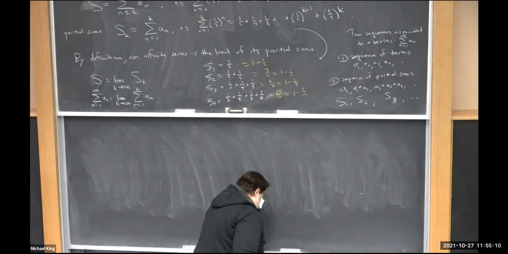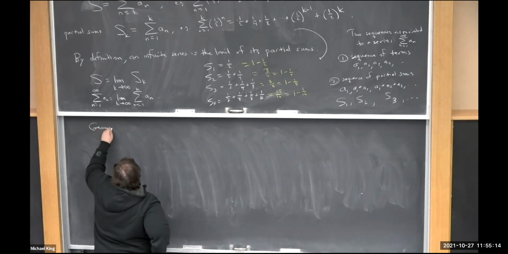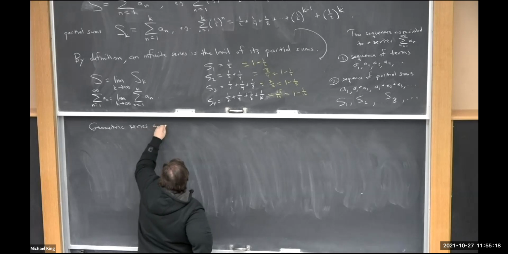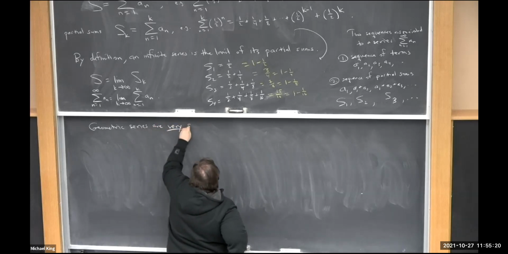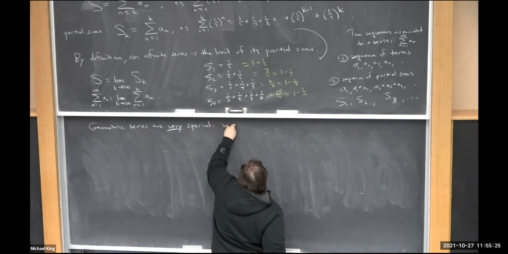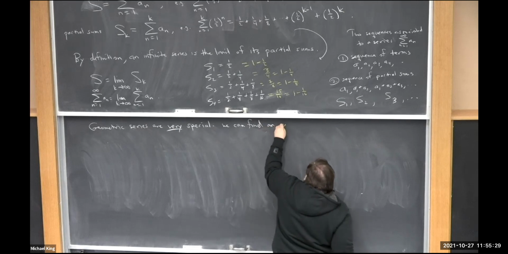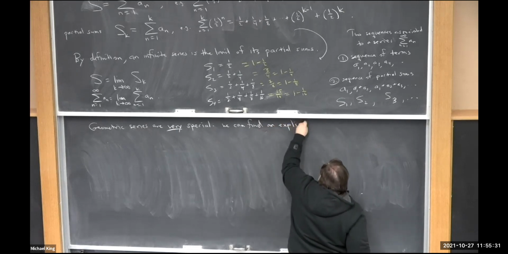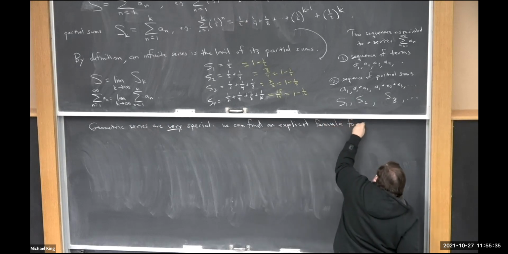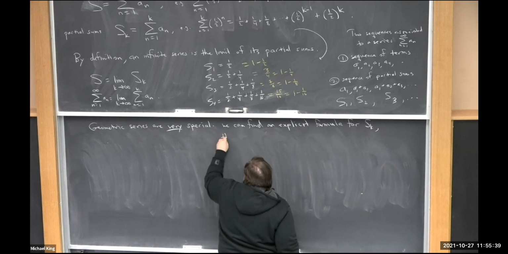So geometric series are very special. We can find an explicit formula for S sub k, then take the limit to find the sum.